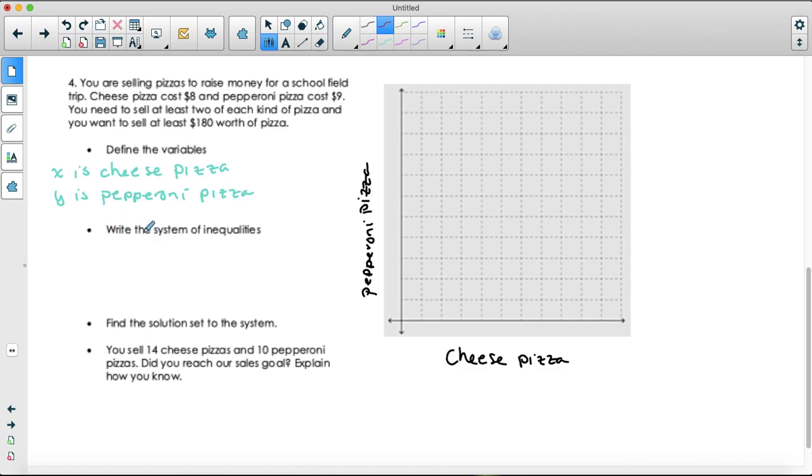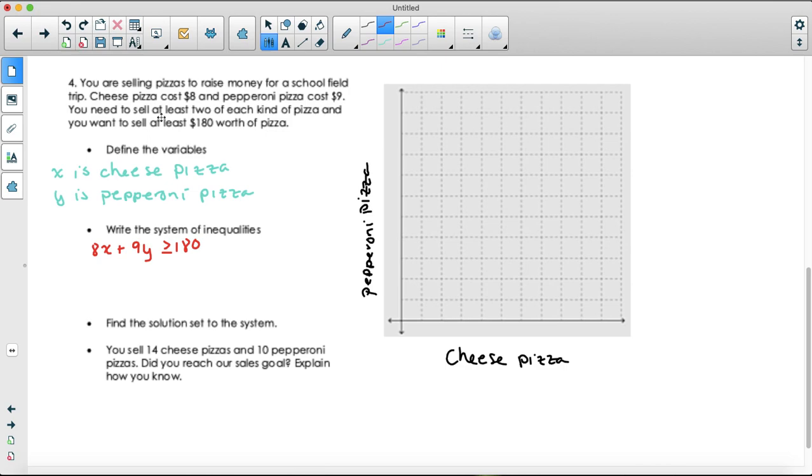Okay, so our inequalities. Write a system of inequalities. The first one we have is cheese pizza costs $8. Pepperoni is $9. So cheese is 8, so $8 per X plus $9 per Y. And we need to sell at least $180 worth. So we can have more than or equal to $180 worth.